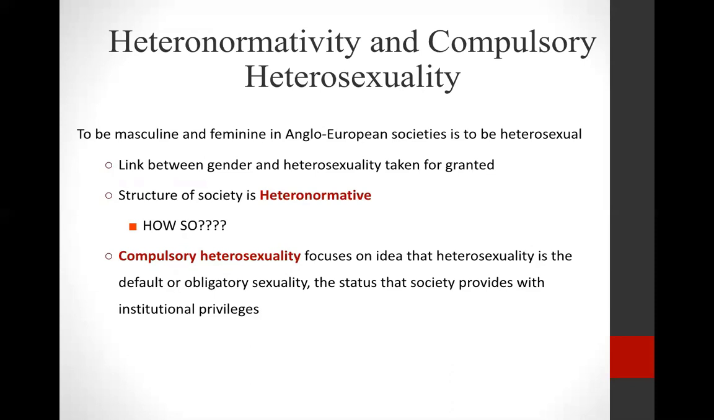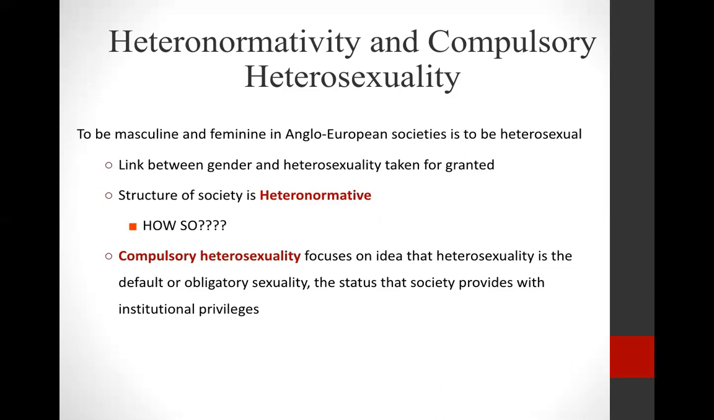It's the status that provides the institutional privileges. And going along with that is the idea of heteronormative, which speaks to how our society is structured. We live in a society where we assume people are going to be interested in people of the opposite sex, right? We set up courts, prom court, homecoming court, around the idea of a king and queen, opposite sex, and they have a dance, right? When we see little children playing together, we make comments like, oh, that's your little boyfriend or your little girlfriend, right?